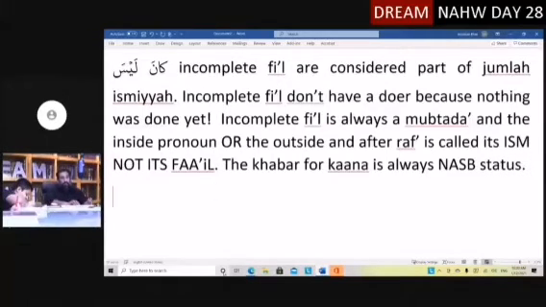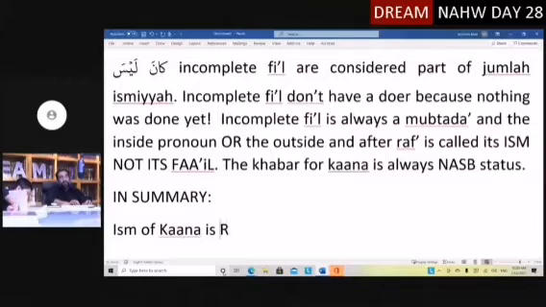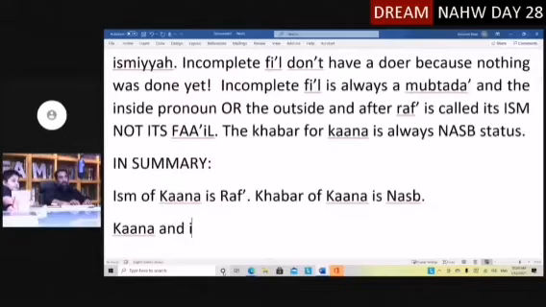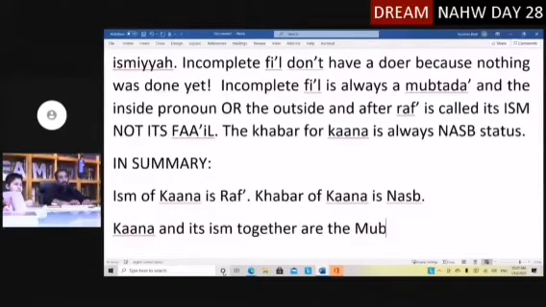So the simple formula is, in summary, the ism of kana is rafa, the khabar of kana is nasab. Kana and its ism together are the mubtada. So now you know two things that when you see them, immediately you know they're mubtada.